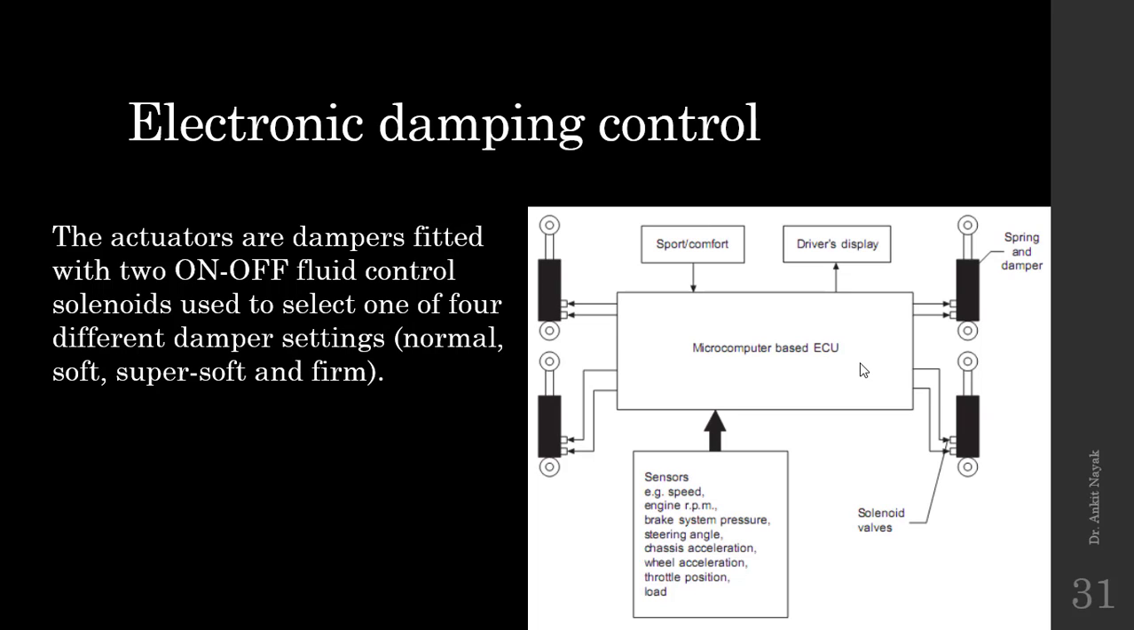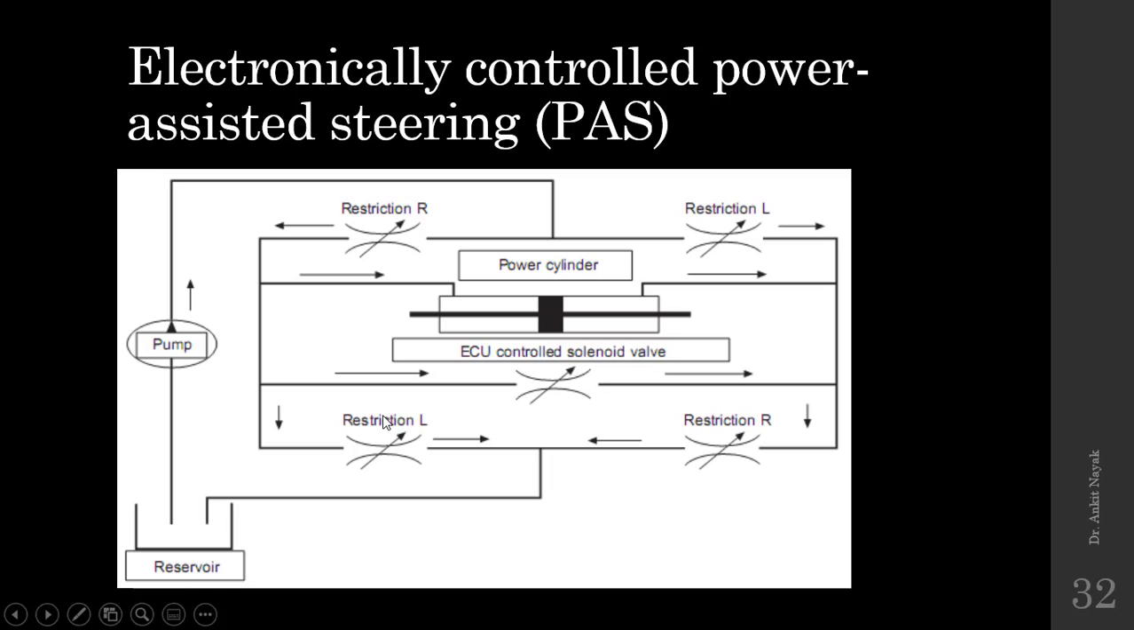This system also displays the present setting on the driver display, and gives the command accordingly to the different dampers fitted with the suspension system of your vehicle. Then electronically controlled power assisted steering. This is the power steering, which is very popular nowadays in different vehicles. Especially this power steering was developed for heavy vehicles, but nowadays power steering is also used inside the car, because it is very comfortable nowadays to turn the car, to maneuver the car over the path.